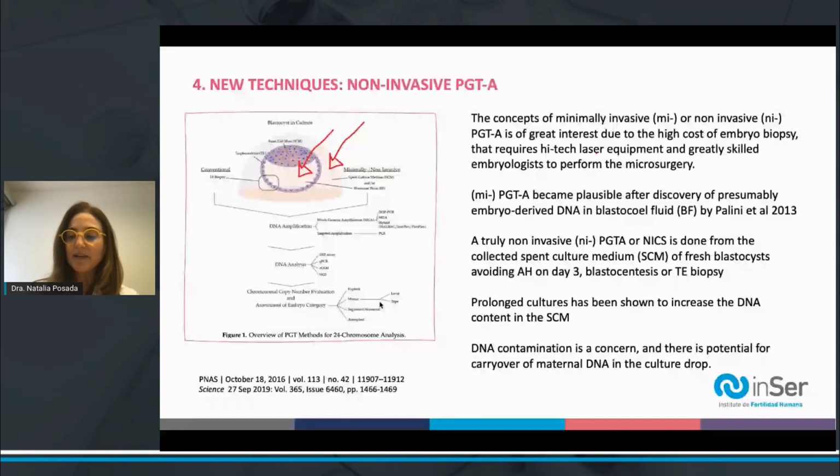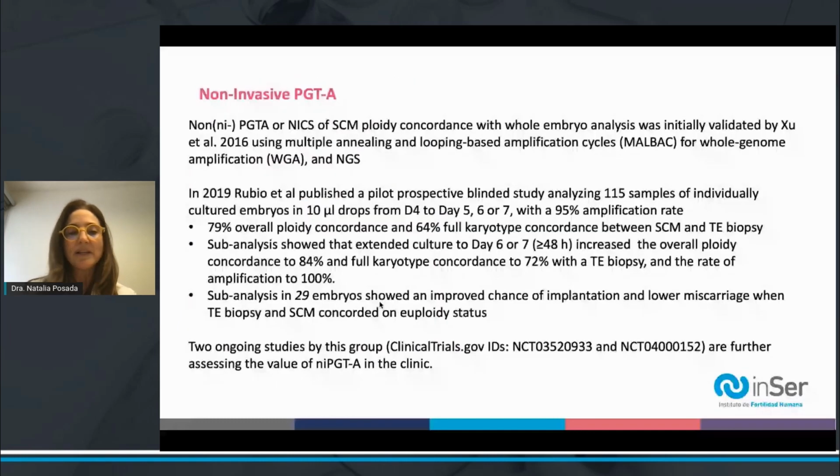This is a technique that was initially validated in 2016. However, the most recent study by Rubio and colleagues in 2019 has attracted great interest. This pilot prospective blinded study analyzed 150 samples of individually cultured embryos in 10 microliter drops between day 4 to day 5, or day 6, or day 7. The amplification rates were quite good, 95%.